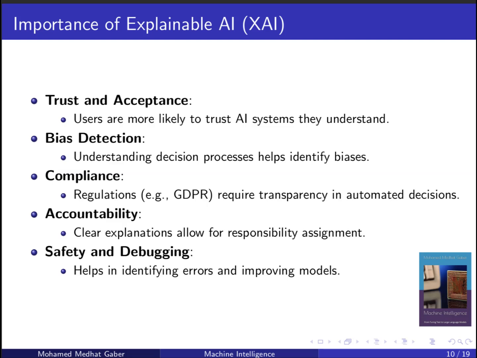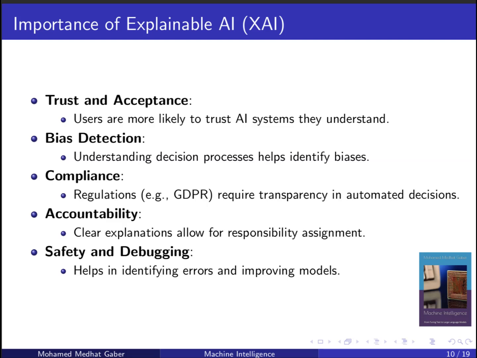Thirdly, compliance with regulations necessitates explainable AI. Laws such as the General Data Protection Regulation (GDPR) in the European Union require organizations to provide explanations for automated decisions that affect individuals.